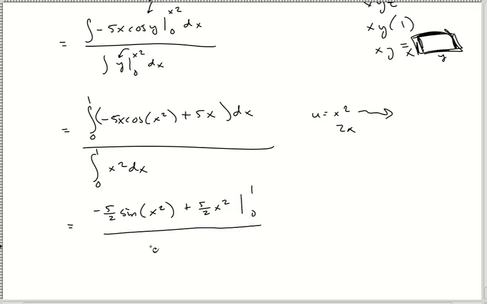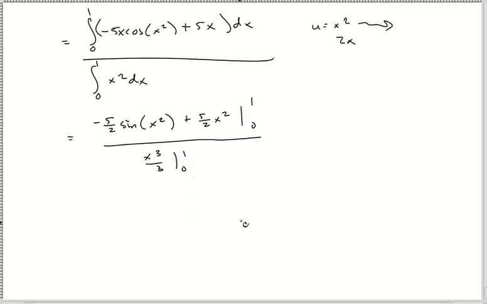In the bottom, we get x cubed over 3 from 0 to 1. The 0 is going to cancel everything out for sure, so you don't even need it. I would say just plug in the 1s everywhere. So when you plug in a 1 here, you get sine of 1. Here you're going to just get the 5 halves. And down here you're just going to get a 1/3.